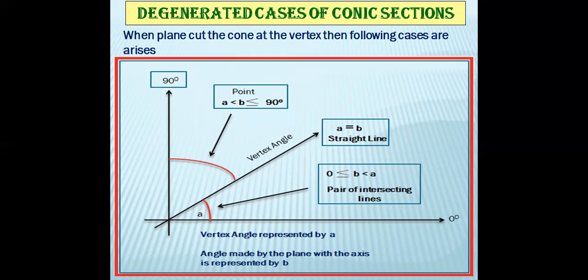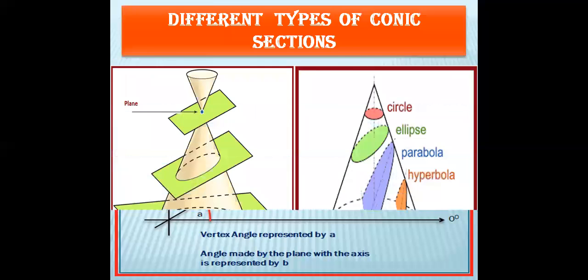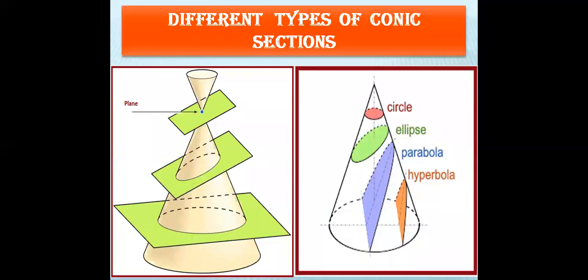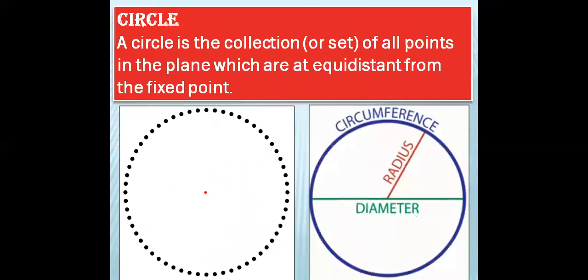When the angle is equal to the vertex angle, then a straight line is found. When the angle is greater than or equal to 0 degrees but less than the vertex angle, then a pair of intersecting lines is formed. Teacher may provide such type of activity to students to understand and differentiate different shapes like circle, ellipse, parabola, hyperbola.